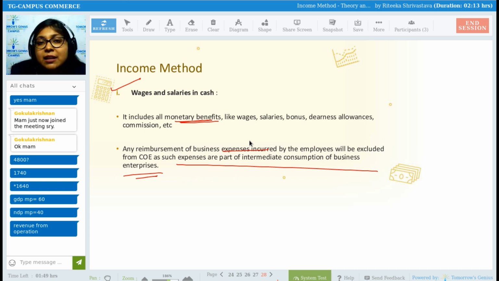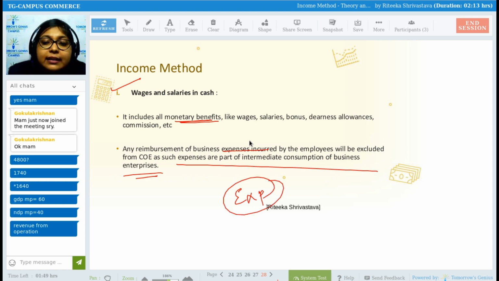As such, expenses are part of intermediate consumption of a business enterprise. If a machinery is being purchased, then that expense will come under what? That expense will come under intermediate consumption, so that will come under the value added method. Purchase of machinery and purchase of raw material will come under the value added method and not under income. Under the income method, we are not going to take any component which we have already taken under the value added method, like CIS. We are not going to take purchases, intermediate consumption, sales.